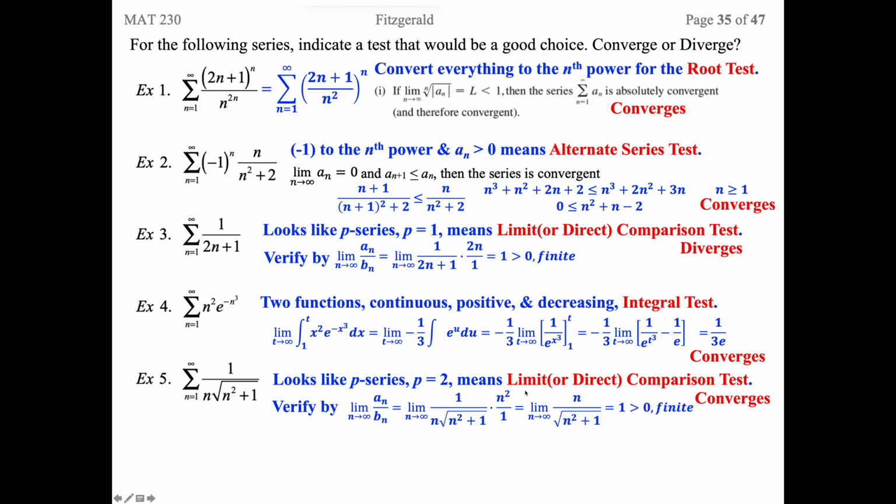Now we have to do, again, limit or direct, whichever you prefer. Limit usually always works. So 1 over n times the square root of n squared plus 1, times n squared. The n cancels with the n. So here, again, we're going to have 1. If you think about the plus 1 not being there, that's going to be 1n, so that's approaching 1. Again, that's greater than 0, and it's finite.